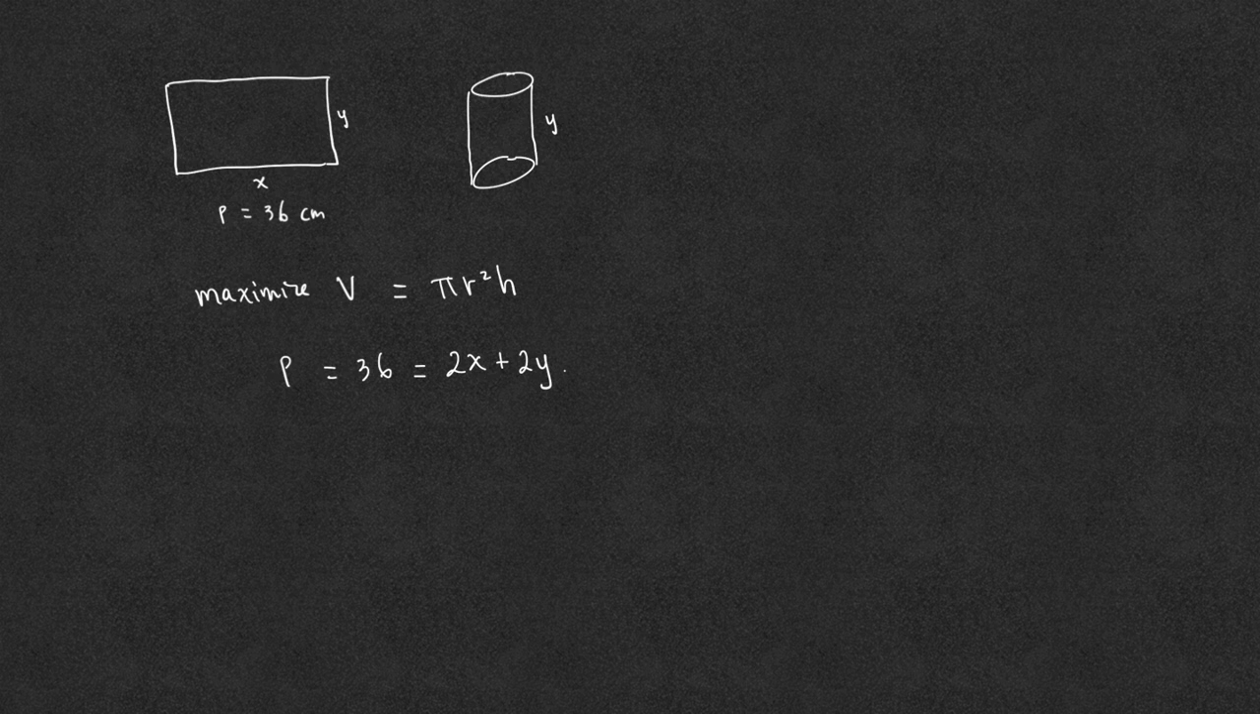Ideally, we want to rewrite this volume, or the objective equation, in terms of x or y only. In this case, since y is the height of this cylinder, we want to rewrite everything in terms of y. So the volume is pi r squared y. We now need to find a way to express r in terms of y.